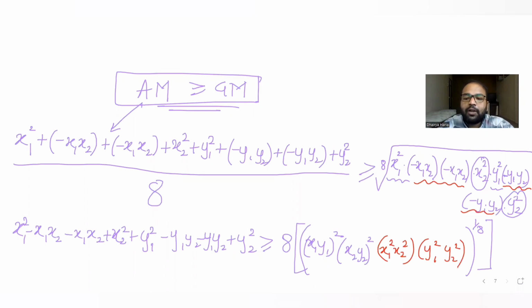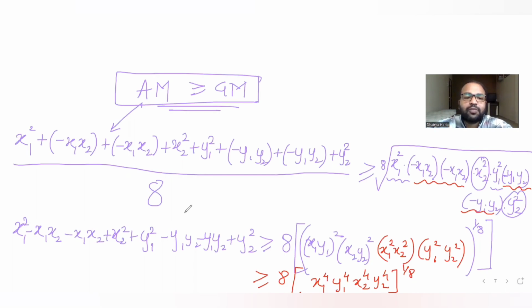So now if I simplify, I understand this entire expression is greater than or equal to 8 times. I can write this as x1 squared and x1 squared, so it becomes x1 raised to 4. You get y1 squared and y1 squared, so y1 raised to 4. x2 raised to 4. y2 raised to 4. The whole raised to 1 by 8.